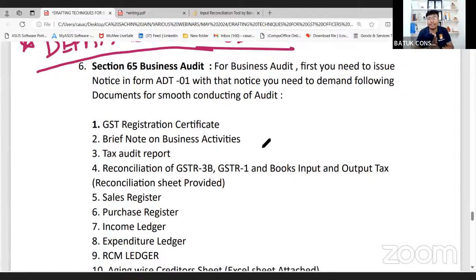In this business audit, departmental audit, you have to first issue the notice, that is ADT 01. And in that, I want to discuss one thing with you: what documents are required to be demanded in the ADT 01. I am just going to share with you the tentative list of these types of documents that you should demand in your ADT 01. And if any professional is watching this video, in that case, whenever an audit comes, these documents should be provided to the departmental authority.